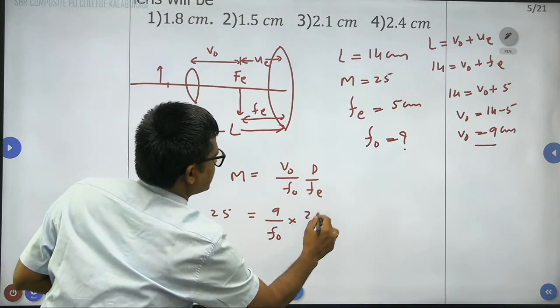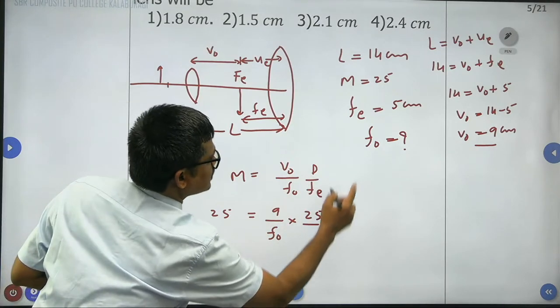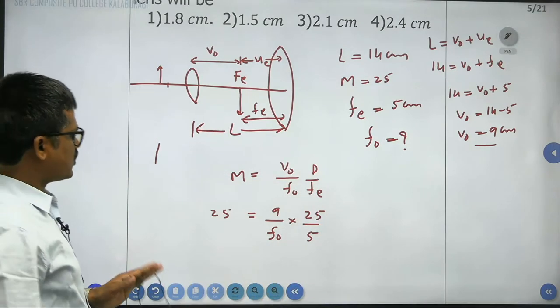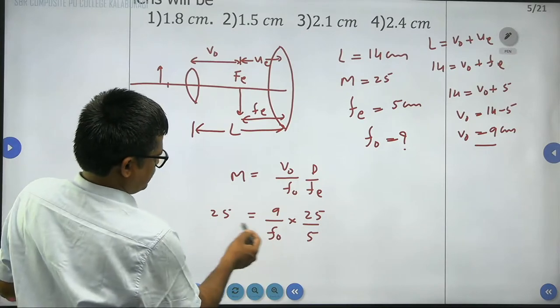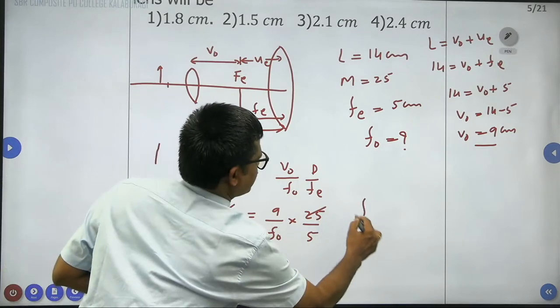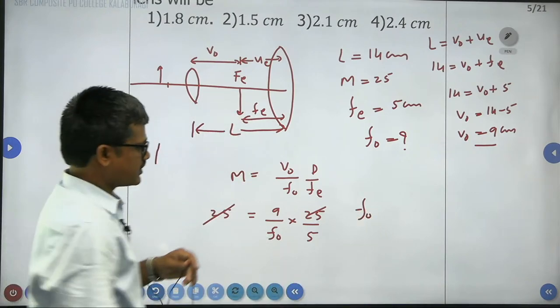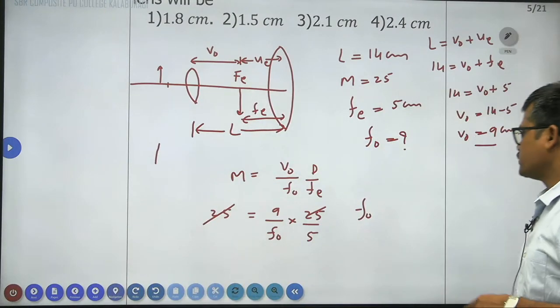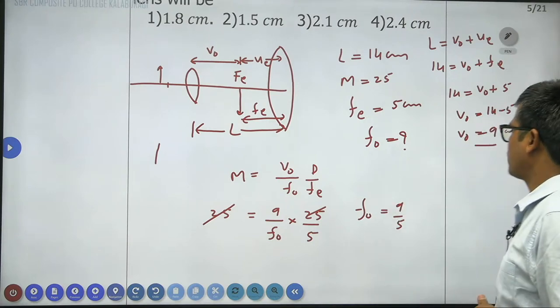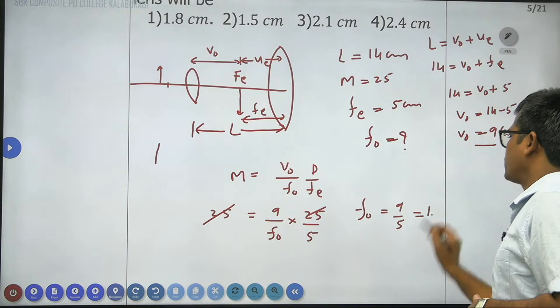Okay, D value, let me take 25. And then what is the focal length of eyepiece? It's 5 centimeter. Now everything we got it here. So this cancels out. Then what is F naught here? So F naught will be equal to 9 by 5. Right or not? So hopefully it will be 9 on the 9.